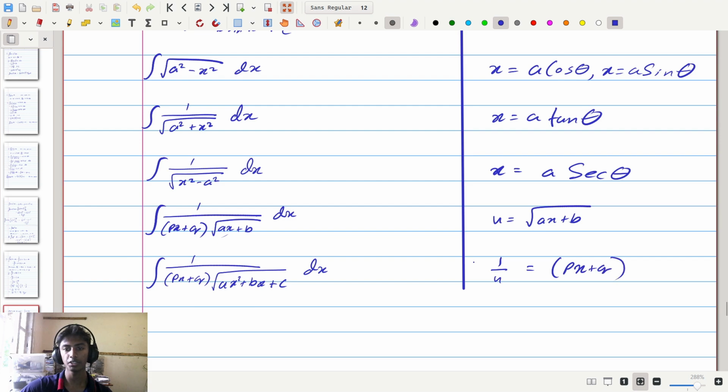I highly recommend that you try and substitute like this and find the answer that corresponds to it. And good luck with doing so.